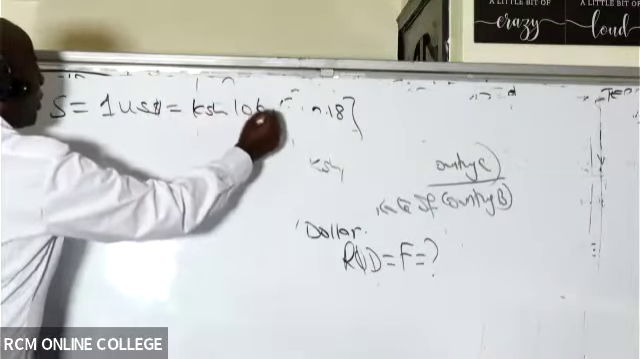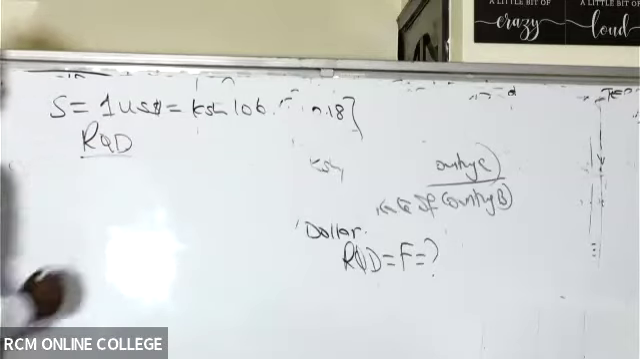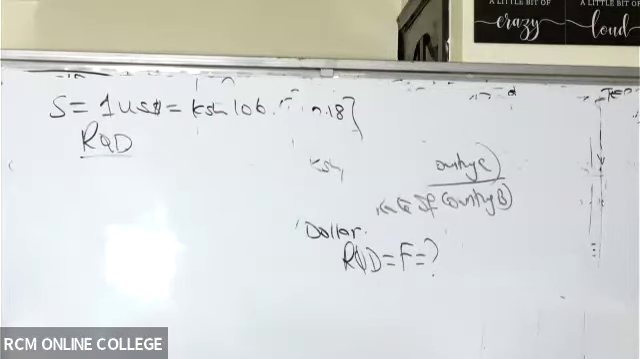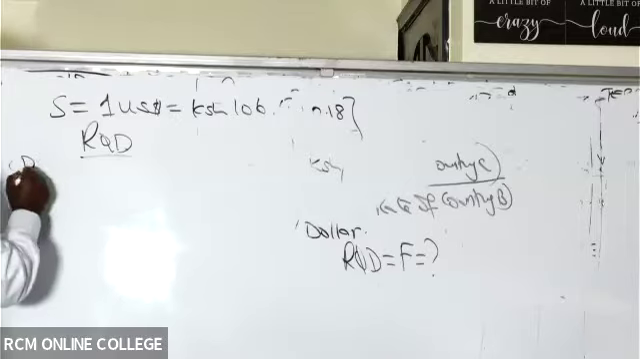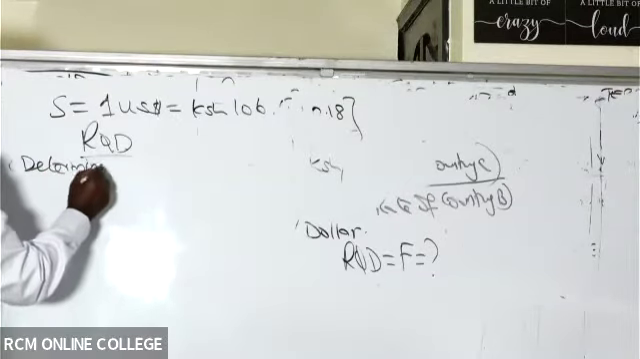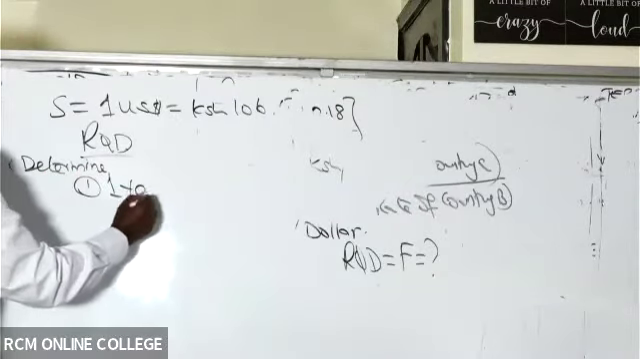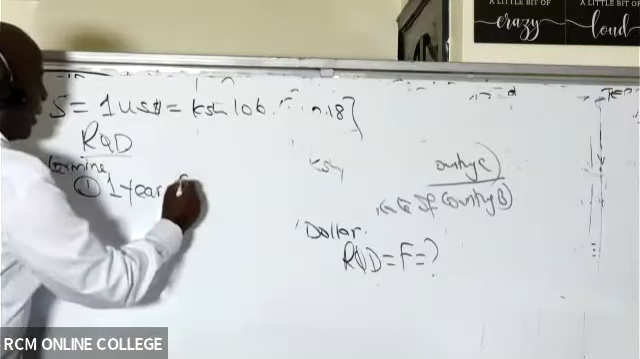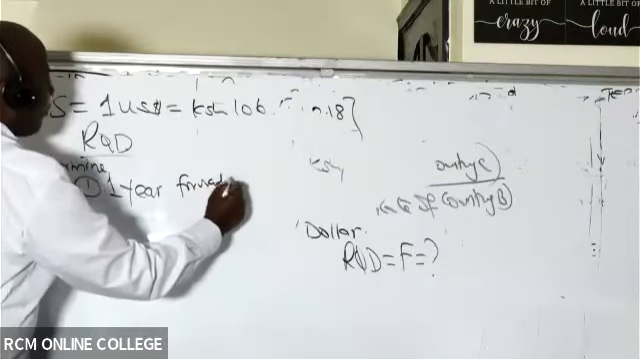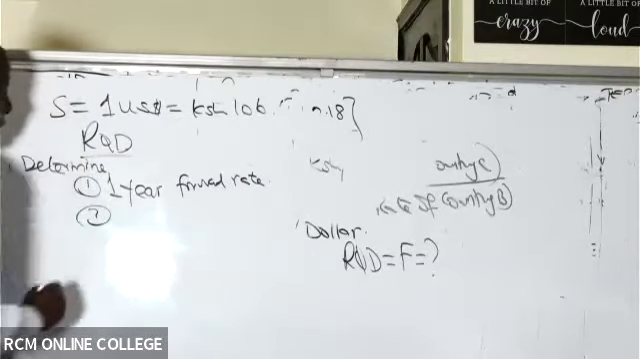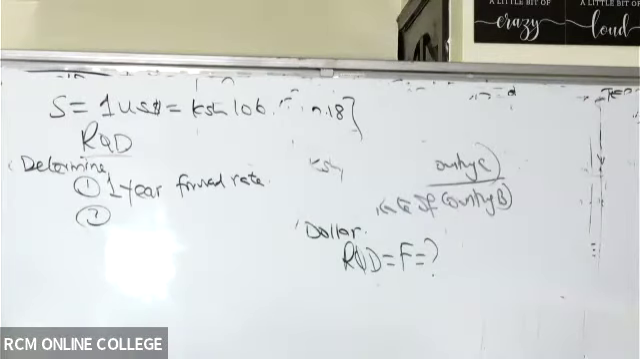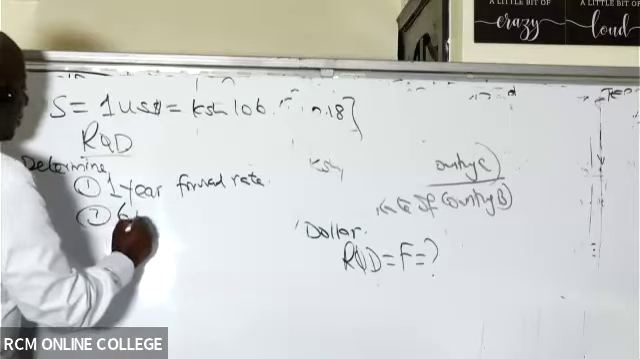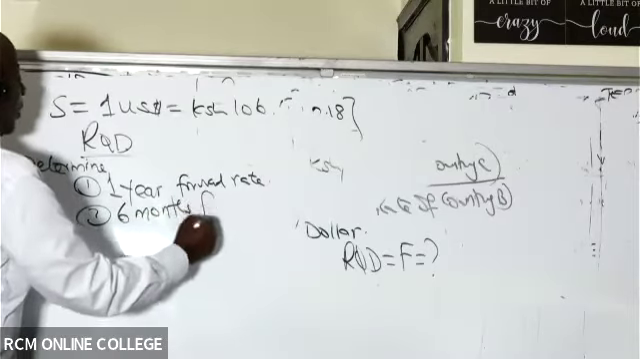So we are required to determine, number one, the 1 year forward rate, and then number two, the 6 months forward rate.